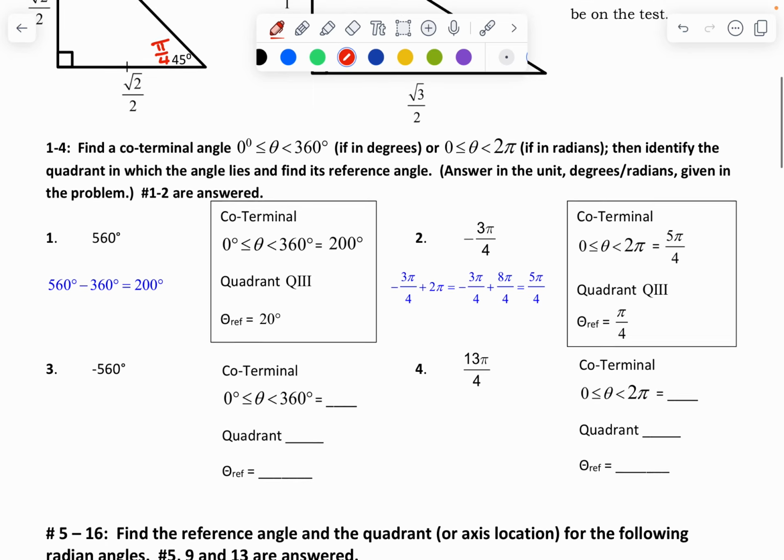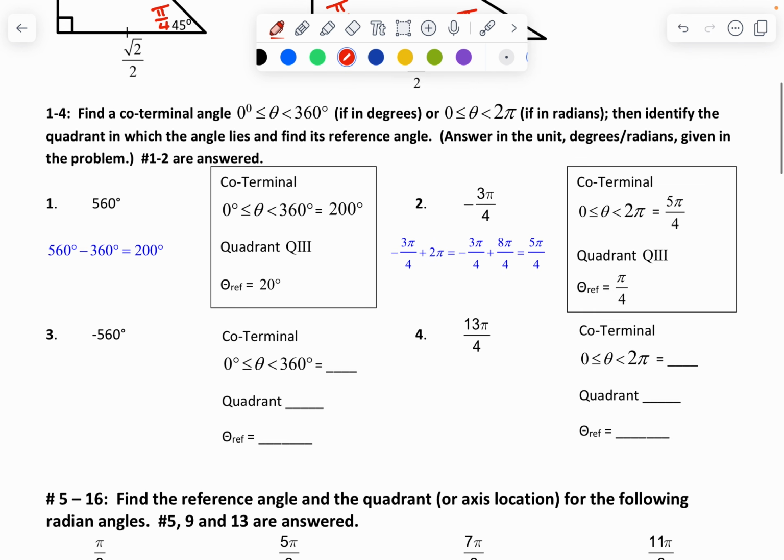All right, for 1 through 4, it's really important that you read all of the directions. So first, we need to find the coterminal angle. It needs to fit into this range between 0 and 360, or 0 and 2 pi. Next, we need to identify the quadrant. And then lastly, we need to find its reference angle. So there are multiple parts here, and you need to make sure you do all of them. The first 2 are worked for you. The first one is in degrees. The second one's in radians.